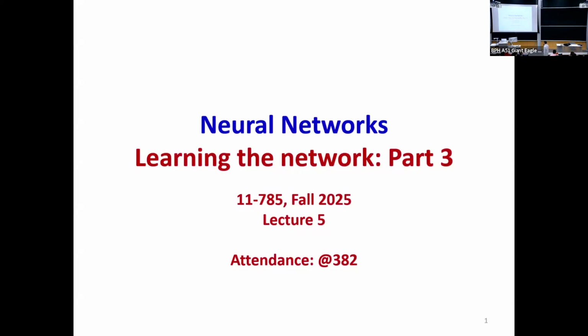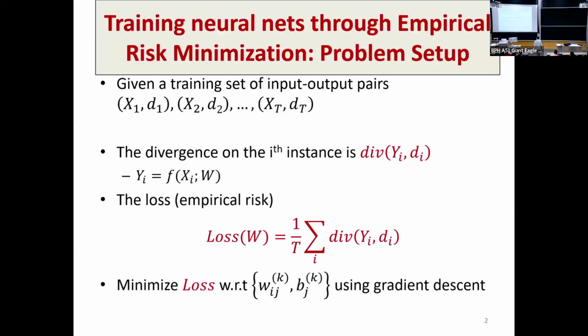So here's how we set up the problem. We were given a training set of input-output pairs, and on each input, the network had an actual output, and they had a desired output D. We computed a divergence between the actual and desired outputs on the network. So we compute a divergence between the desired and actual outputs.